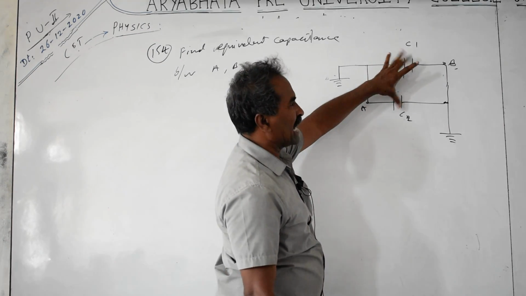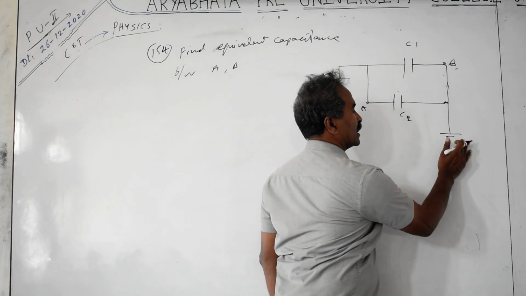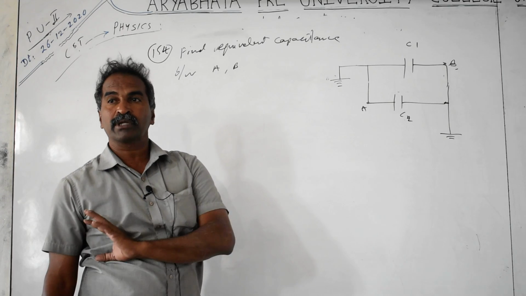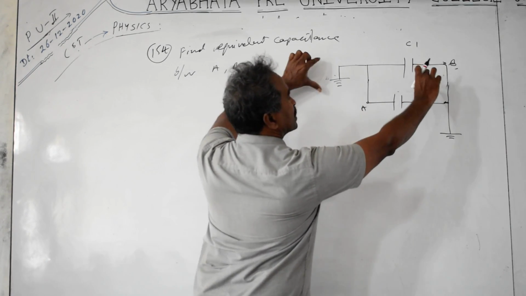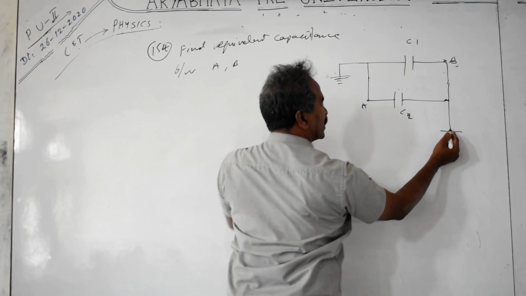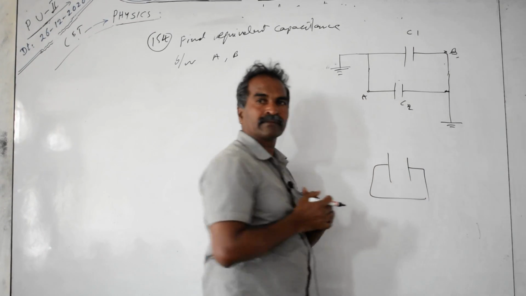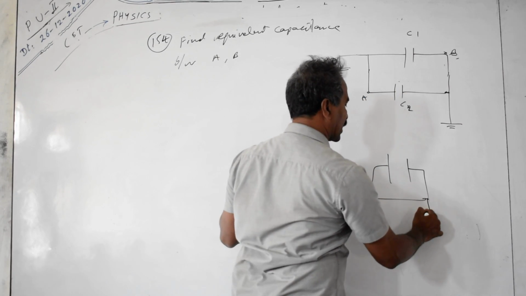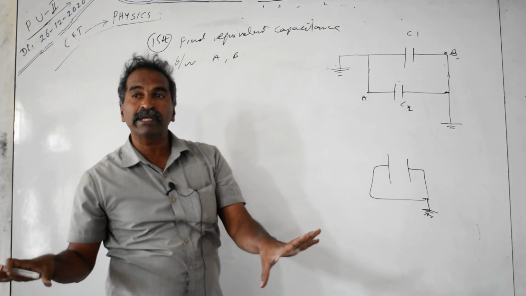Two capacitors connected in parallel, but two ends are connected to the earth. Earth is electrically neutral, but it can act as a positive terminal also, negative terminal also. Here two terminals of the capacitor are connected to the earth only. You can join these two connections also. Whatever charges you give, earth can take any number of charges and still remains electrically neutral.